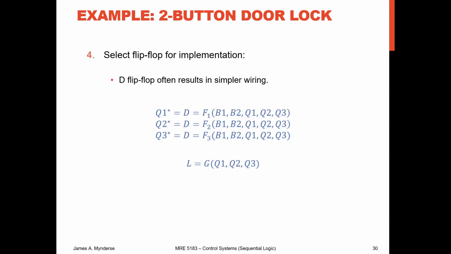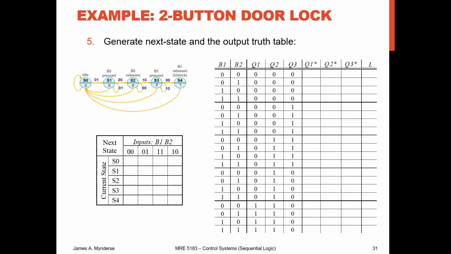I will always choose a D flip-flop because it makes everything easy. So my next states are going to be Q1*, Q2*, Q3*, which are going to be functions of my inputs, B1, B2, and my current states, Q1, Q2, Q3. My output, L, is going to be a function of Q1, Q2, and Q3, because I'm choosing a Moore machine. So I know the form of this, but I still need to actually write out my tables and then derive my equations.